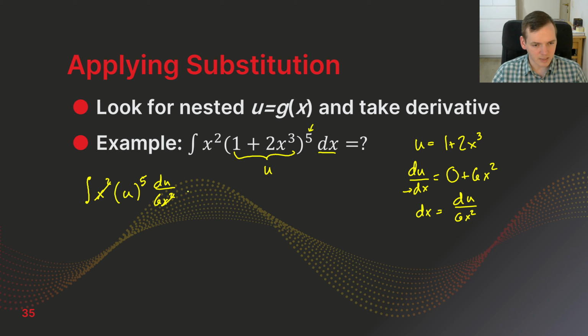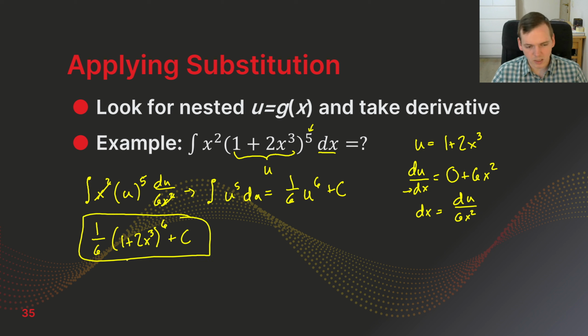You'll notice that means the x squareds cancel, and I end up with the integral of u to the 5th du. That's pretty easy to solve. That's just going to be 1/6 u to the 6th plus c, but we know that u is what we had up there. So 1/6 times 1 plus 2x cubed to the 6th plus c. So that's our result. If you take the derivative of this, you get 6. The 6 and the 6 cancel, and I get x to the 1 plus 2x cubed to the 5th.